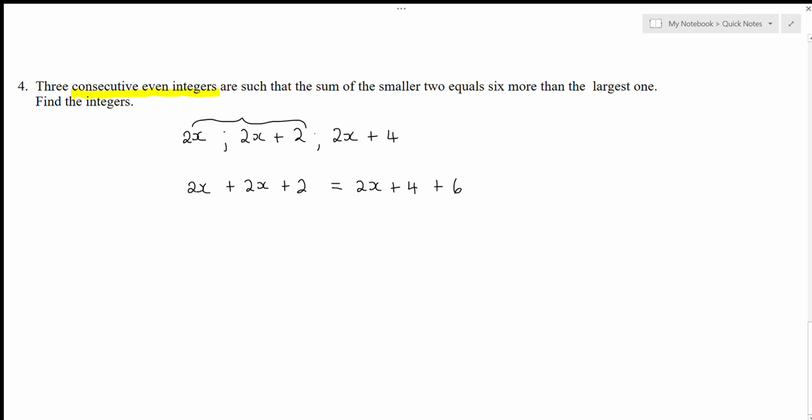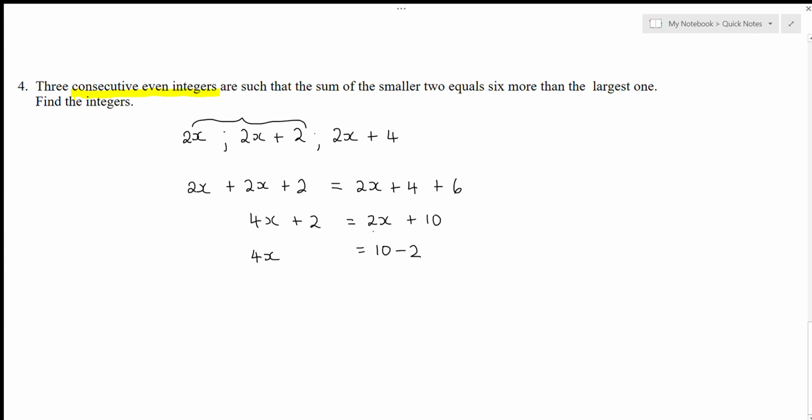And now we're going to try and solve for x. So 2x plus 2x would give me 4x plus 2, and on the right-hand side, we're going to have 2x plus 10. On the left-hand side, we have 4x. On the right-hand side, we have 10. We're going to move plus 2 to the right by minusing 2 on the left-hand side. Therefore, we minus 2 on the right-hand side.